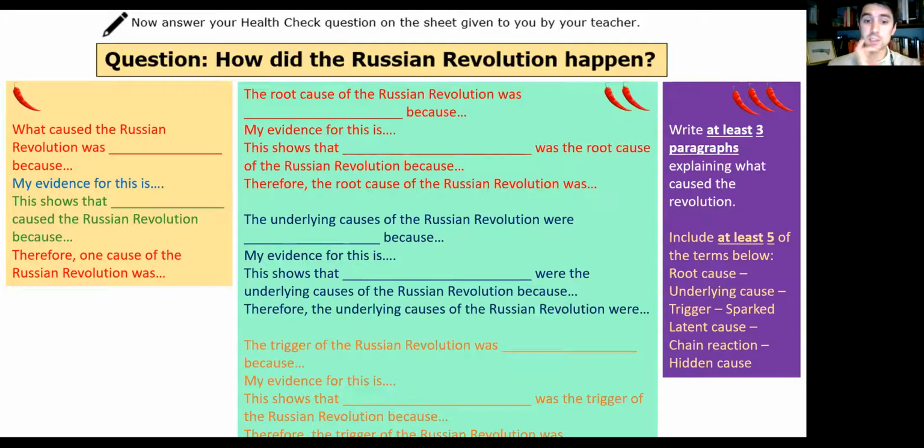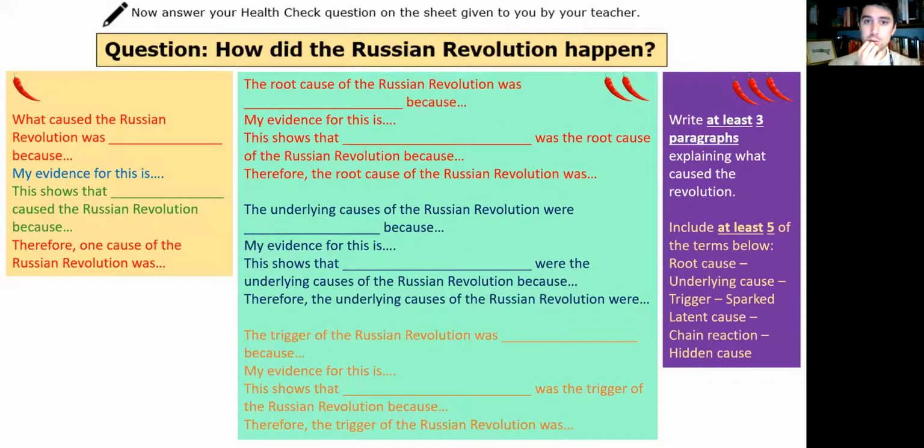I've split them into levels of difficulty, and they also link to our levels when we're using AFEs at school. So the yellow at the far end would be an emerging or developing level piece of work. Green in the middle would be a proficient level piece of work, and purple on the right hand side would be a sophisticated level piece of work, all answering the question, how did the Russian Revolution happen?